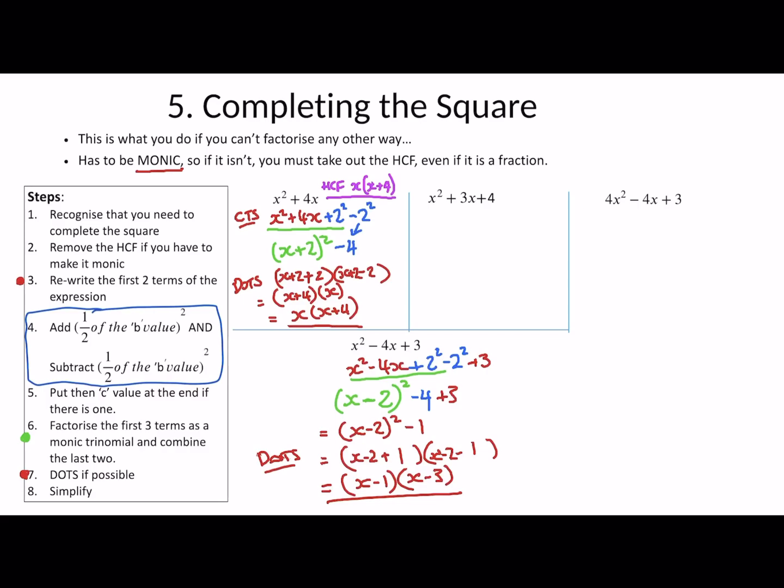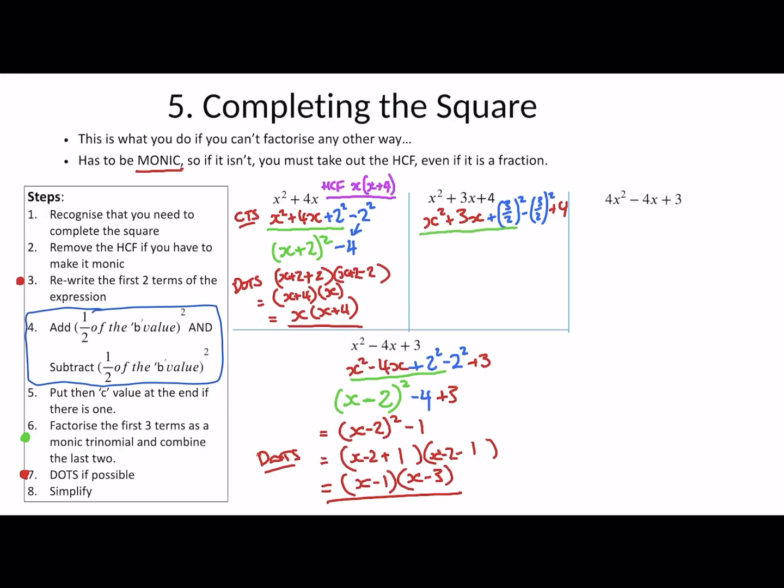Up here, x squared plus 3x plus 4. Okay, exactly the same deal. Rewrite the first two terms, x squared plus 3x plus. Now, we've got a 3, and that's a bit of an ugly number. It's going to leave us with a fraction when we halve it. So we'll just write it as a fraction, 3 over 2, all squared in brackets, minus 3 over 2, all squared, plus 4.